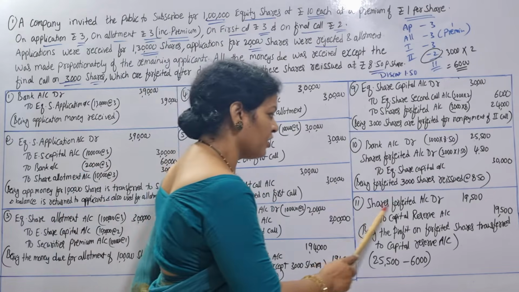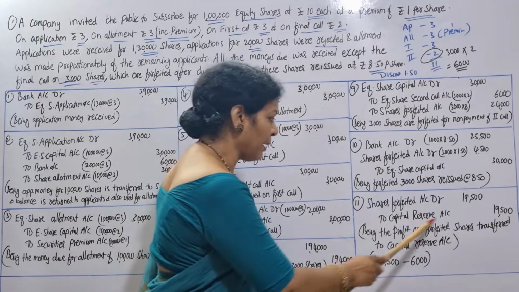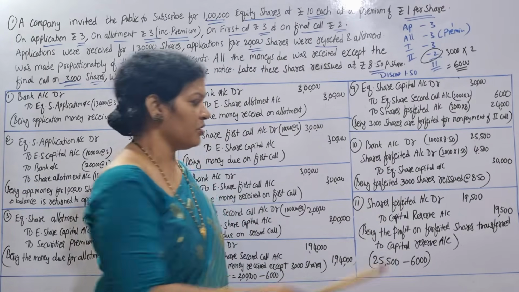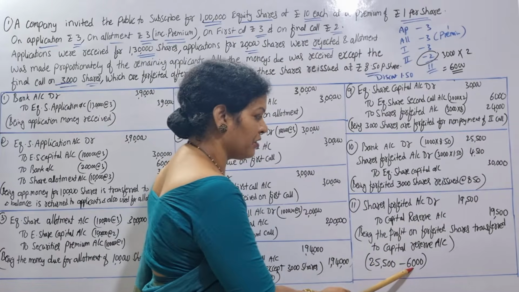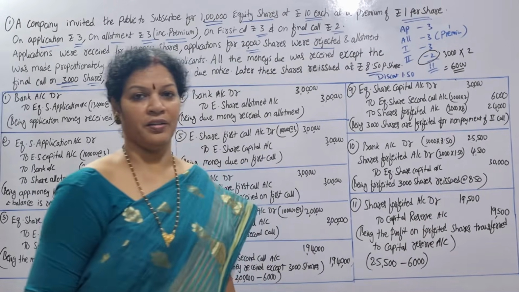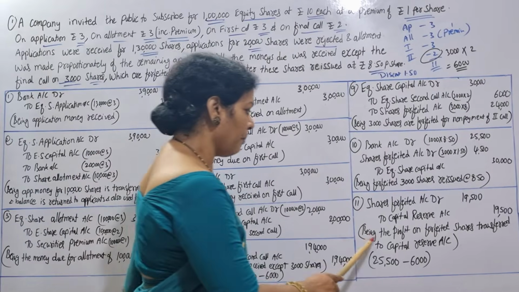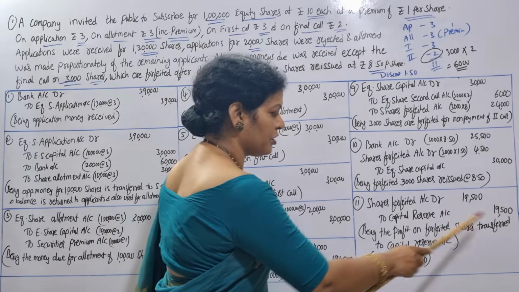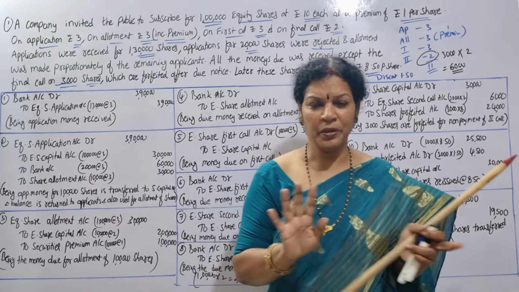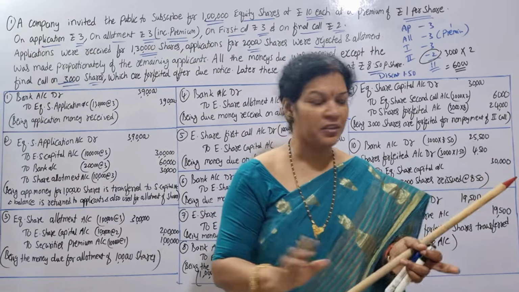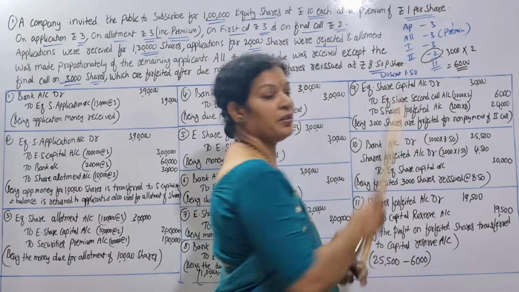So that entry is shares forfeited account debtor to capital reserve account. How much is that? 25,500 minus 6,000, it is 19,500. We are saying: being the profit on forfeited shares transferred to capital reserve account. That's all. Let me explain in a simple way. The problem is very simple. Everything is here only.